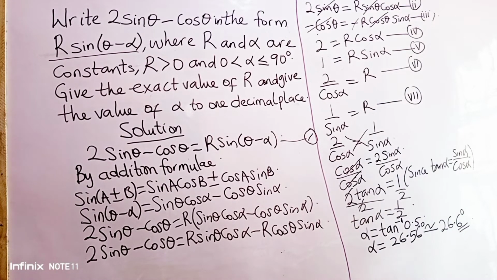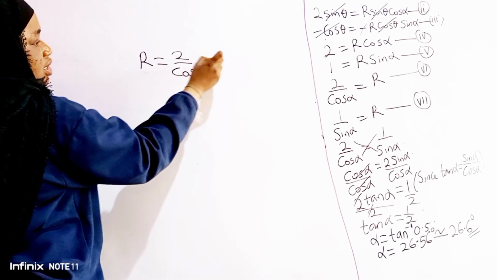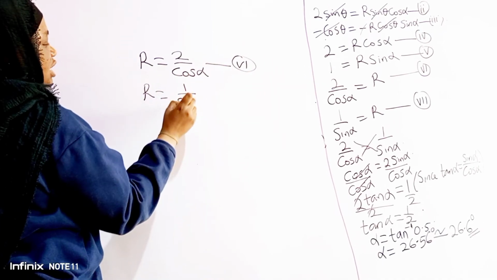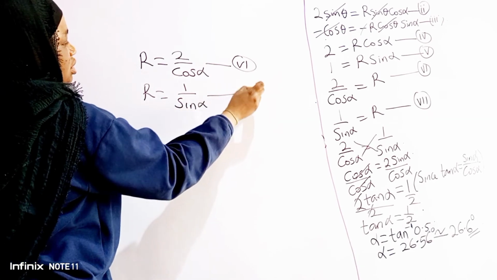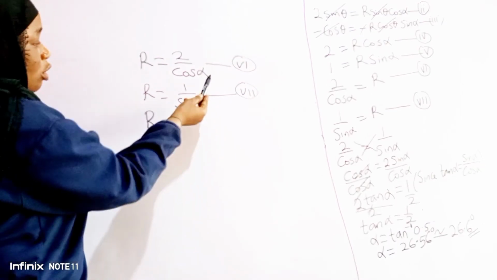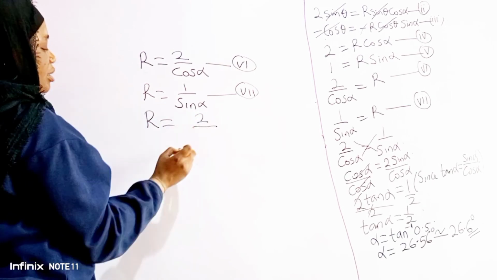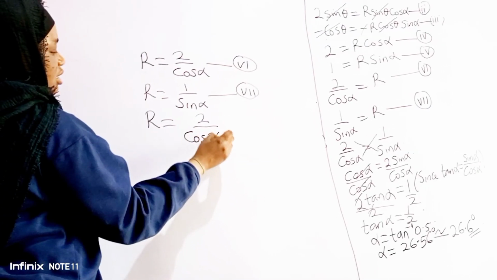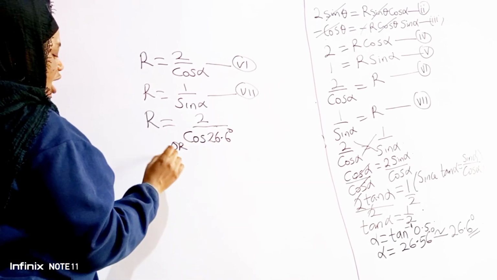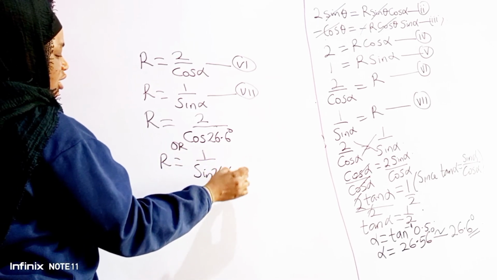So let's go and get r now. r is equal to 2 over cos α; this is equation 6. And also r is equal to 1 over sin α; this is equation 7. From here, we can find r by substituting the value of α gotten, which is 26.6. So 2 divided by cos 26.6 degrees. Or you can do it as r is equal to 1 over sin 26.6 degrees.